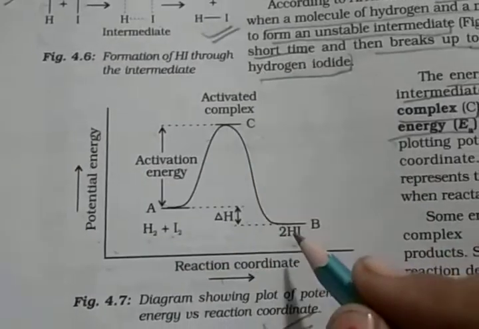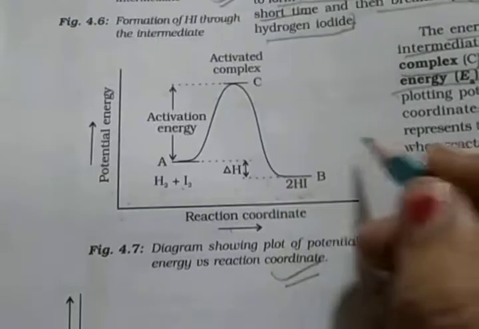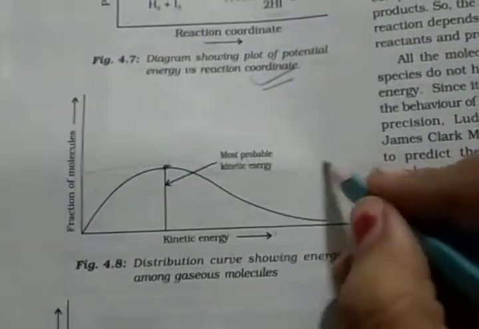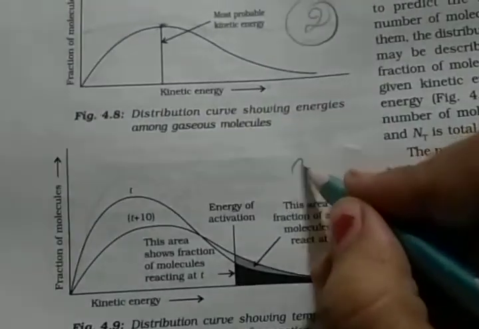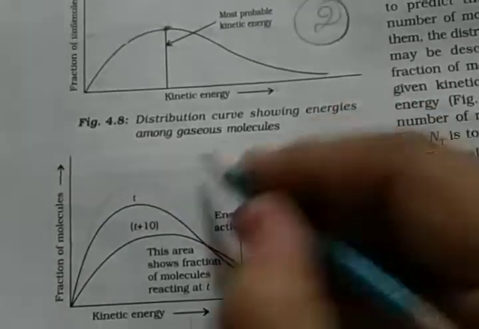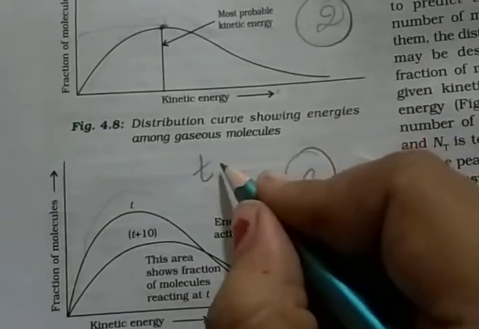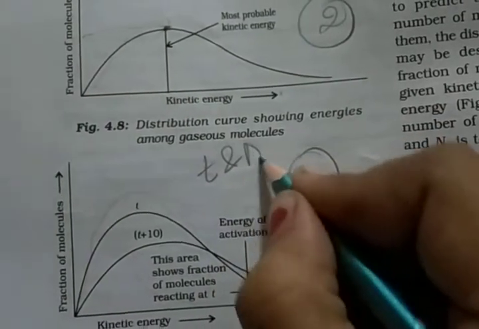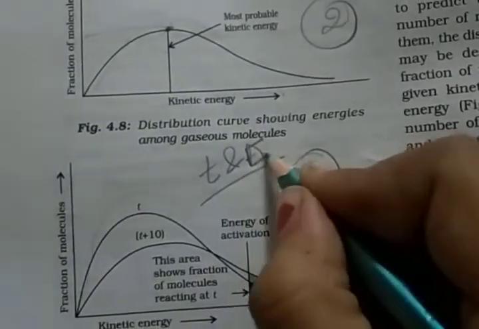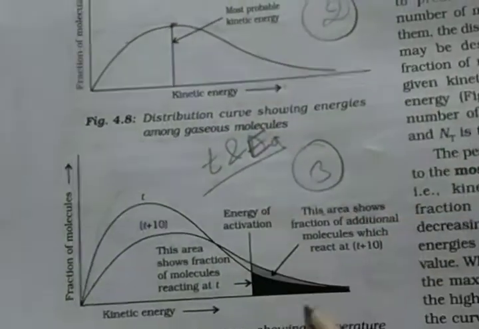So these three diagrams are related to activation energy: the first diagram, the second graph, and the third whenever the temperature increases. This graph relates temperature T and activation energy Ea.